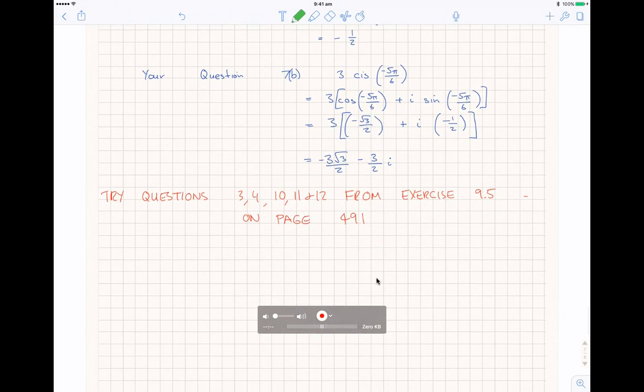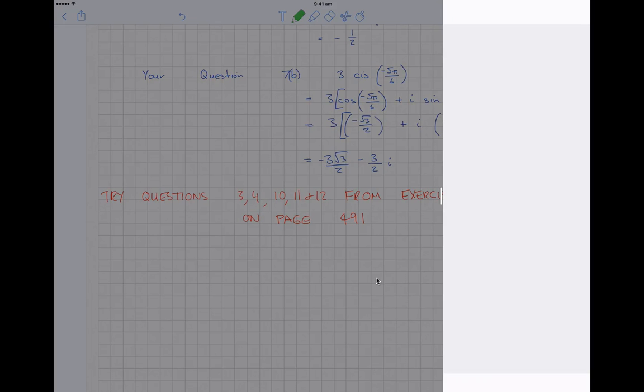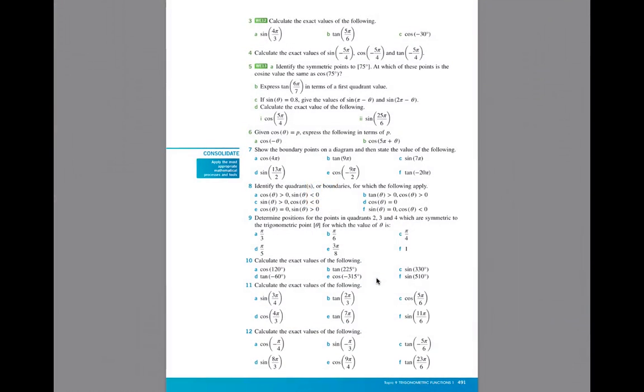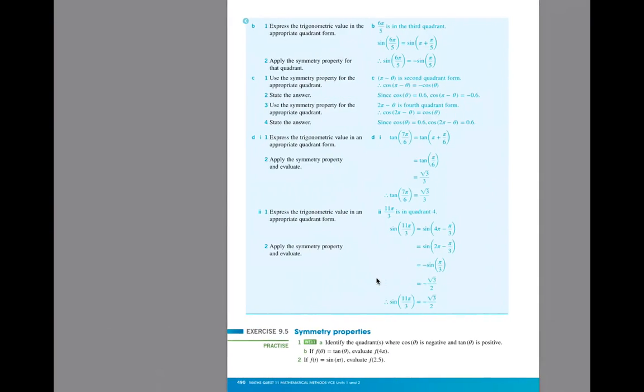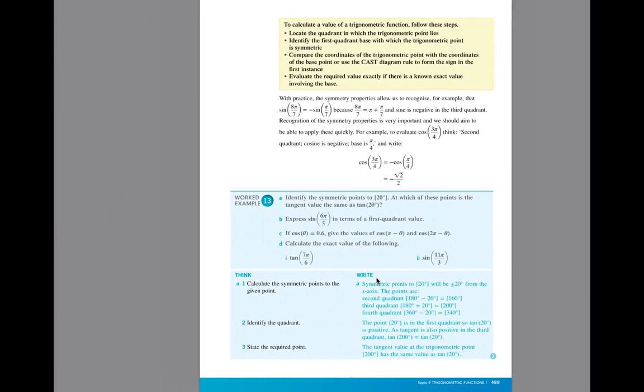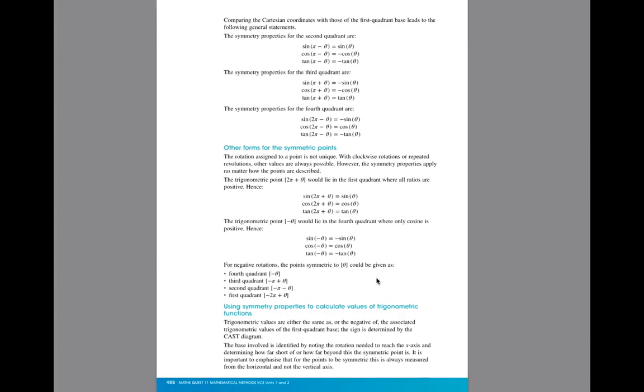So you can try questions 3, 4, 10, 11, and 12 if you want to just consolidate your understanding of that. So it's from exercise 9.5 on page 491 of your methods textbook. Some of them are in degrees, some of them are in radians, but it'll work out, you should be able to do both there. If you're having trouble with my explanations, there are a couple in the textbook.